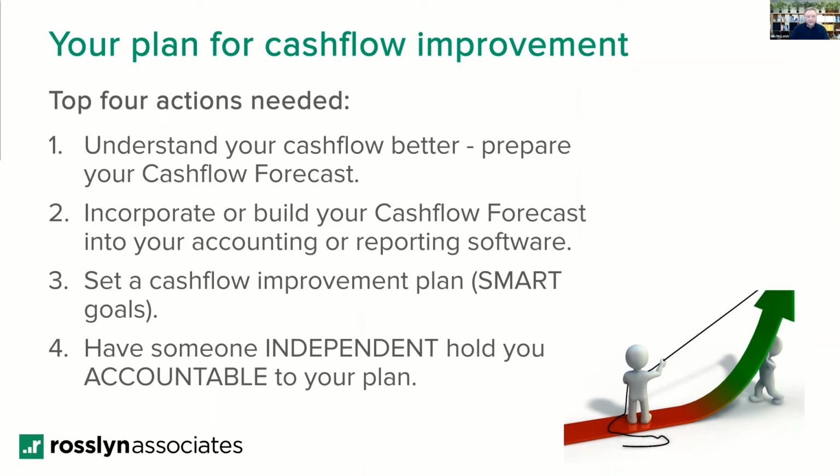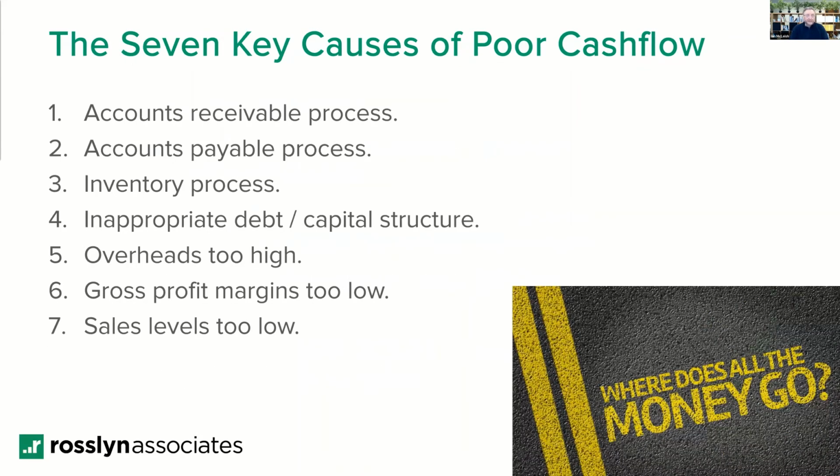So now we'll have a quick look at some of the key causes. Well, 7 key causes. There's always 7, I think. Accounts receivable. How do you actually get paid? Accounts payable. How do you manage your payments to your suppliers? How do you look after your stock? How do you control it? How do you measure it? How do you use it? We'll look at each one at a time in a minute.